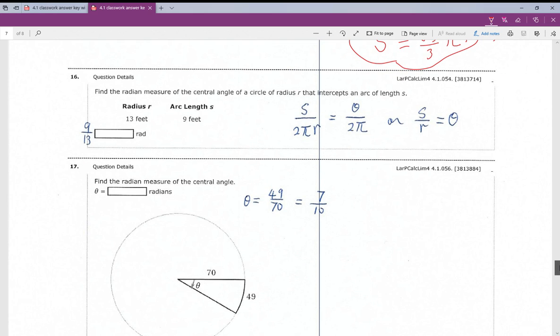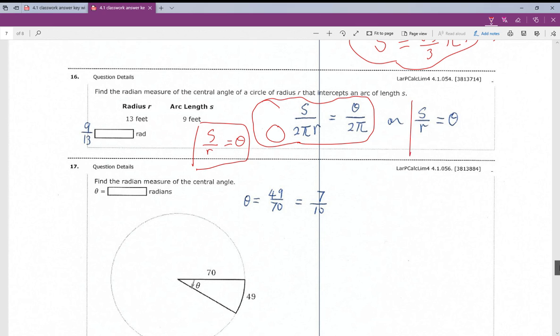Number 16, we can use the same formula. S over R equals to theta. Now I use another way, because the length of the arc compared to the whole circumference is the same as the angle compared to 2 pi. 2 pi is the angle for the whole circle. So you can use this way. If you understand this one, then you don't need to memorize the formula. But if you don't understand this part, then you just simply memorize this formula. Now, S is 9. Radius is 13, so this one is pretty easy. Find the radian.